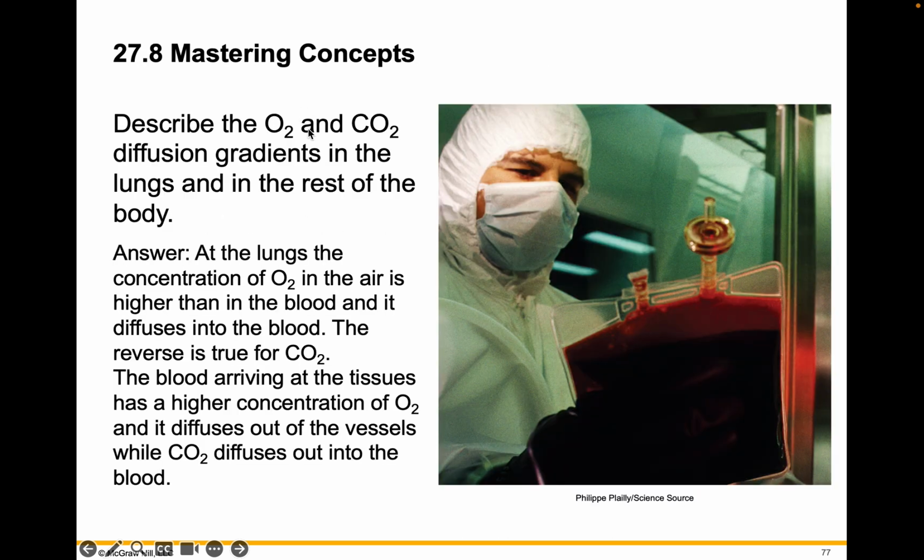All right, describe the oxygen and CO2 diffusion gradients. So where is the concentration of oxygen high and where is the concentration low? So you know which way it's moving. And the same for CO2. Where are CO2 concentrations high and where are they low? And which direction is the CO2 moving? In the lungs and in the rest of the body. Jot your thoughts down in your own words.